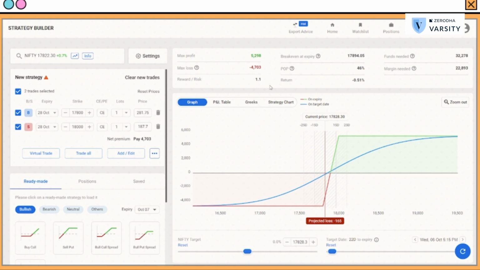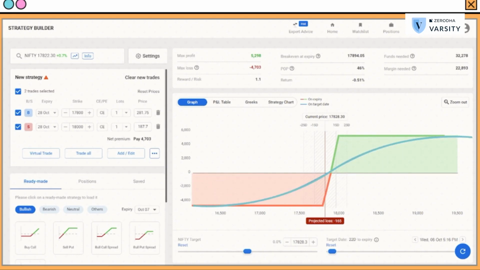Further, on one hand, I've paid 281.75 and on the other hand, I've received 187.7. On an overall basis, there is a net debit of 94 rupees. In fact, a bull call spread always results in a net debit. With all those things in place, let's look at the payoff structure of a bull call spread.